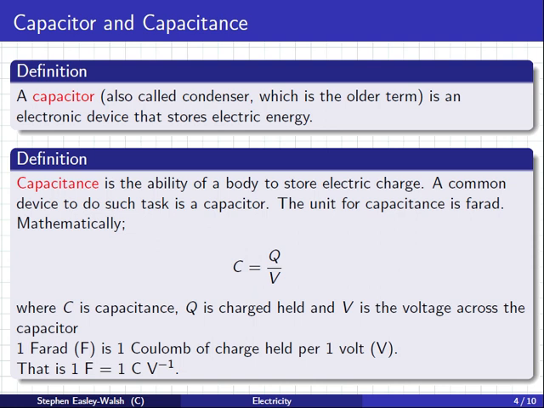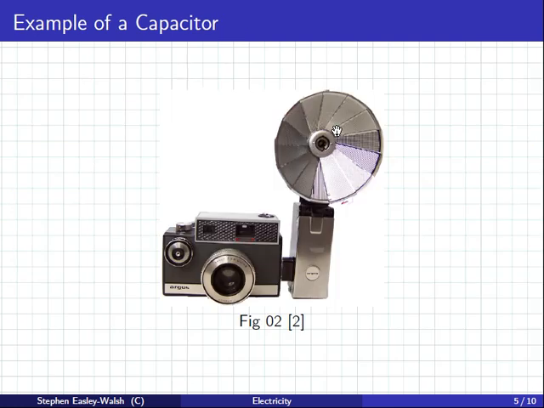Now, here's an example, although a bit dated. Here's an example of a capacitor. When you hit the button, you have to wait. The capacitor is charging up, and then it suddenly releases the energy. So capacitors are good as a device for producing a sudden surge of current.